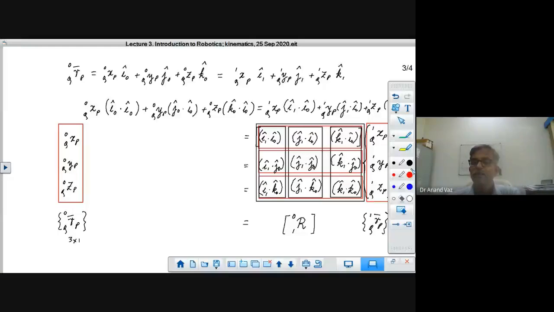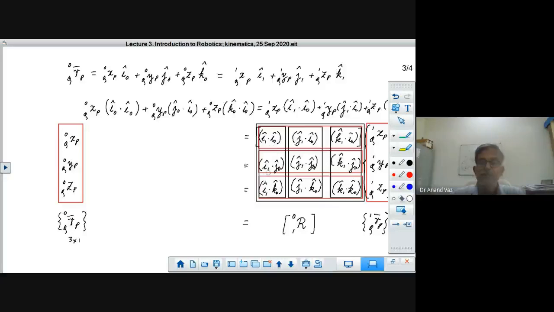If you look carefully at this, you will find that here you are having I1 dot I naught, I1 dot J naught, I1 dot K naught. That means you are resolving the unit vector I1 along the three directions of the frame 0, the three directions represented by the unit vectors of frame 0: I naught, J naught, K naught. So you are just determining the components of the unit vector I1 and writing those components in terms of the directions of the frame 0.